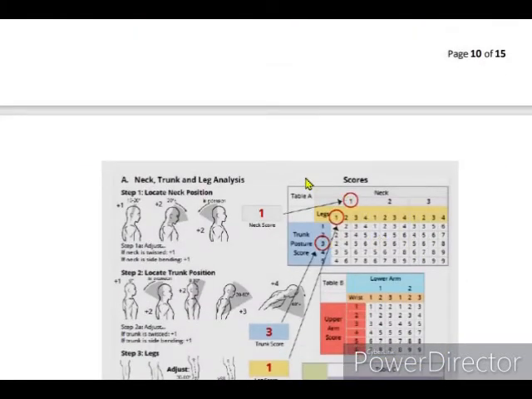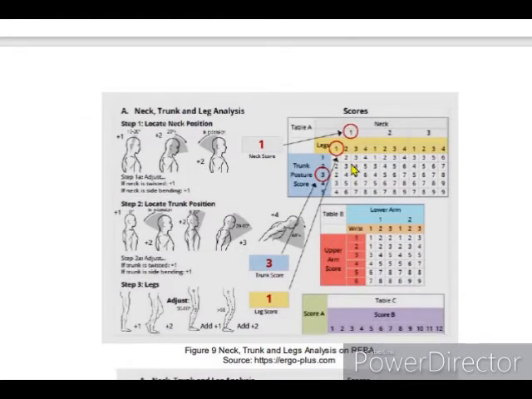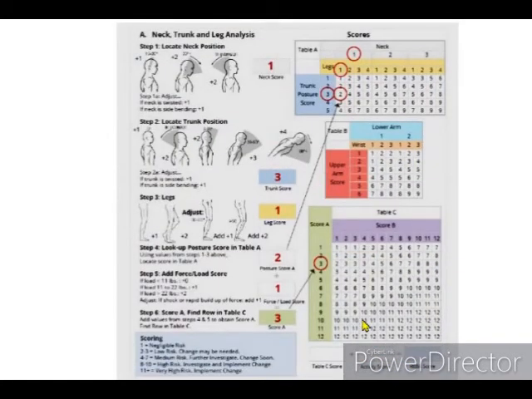So, yan, lalagay mo dito. Bibilugan lang ulit, guys. Halimbawa, dito sa locate the neck position sa neck, kung anong score. Dito naman sa legs, yan, 1. Sa trunk naman, ito, 3. So, bibilugan lang. Next, dito naman sa posture score in table A.